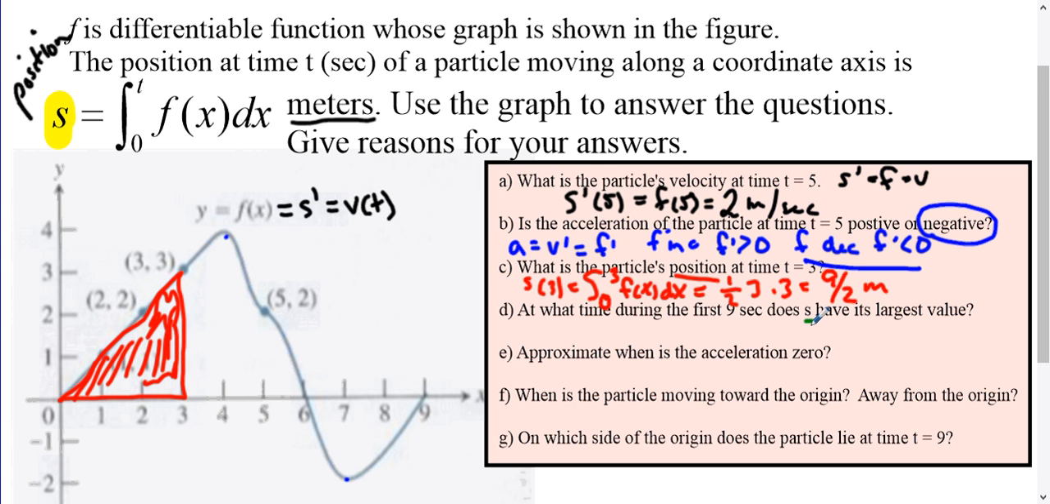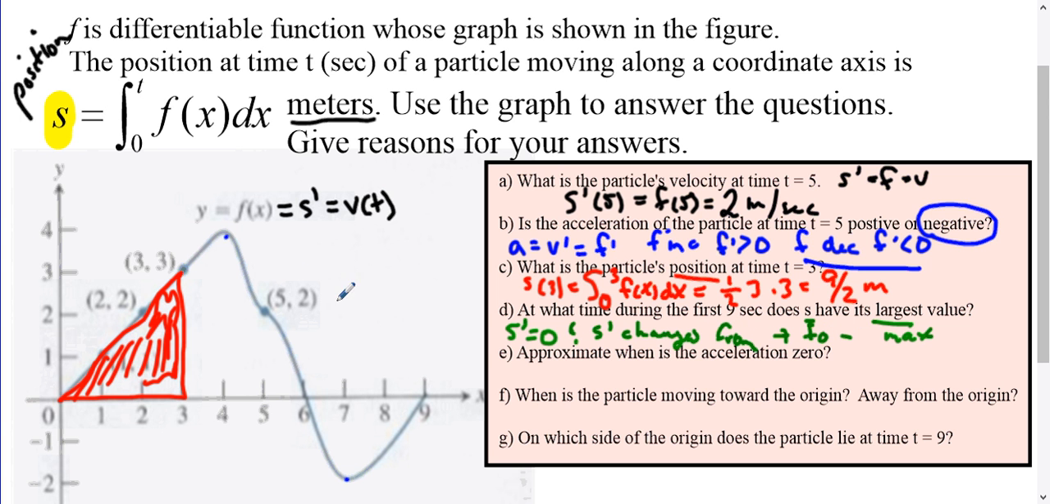S have the largest value. So where is S going to have the largest value? Well, in doing this, normally what we would do is we go S prime. All right, try to find the zeros, and we're looking for the largest, which means we're looking for a max. So we're trying to figure out when S prime equals 0 and where S prime changes from positive to negative.